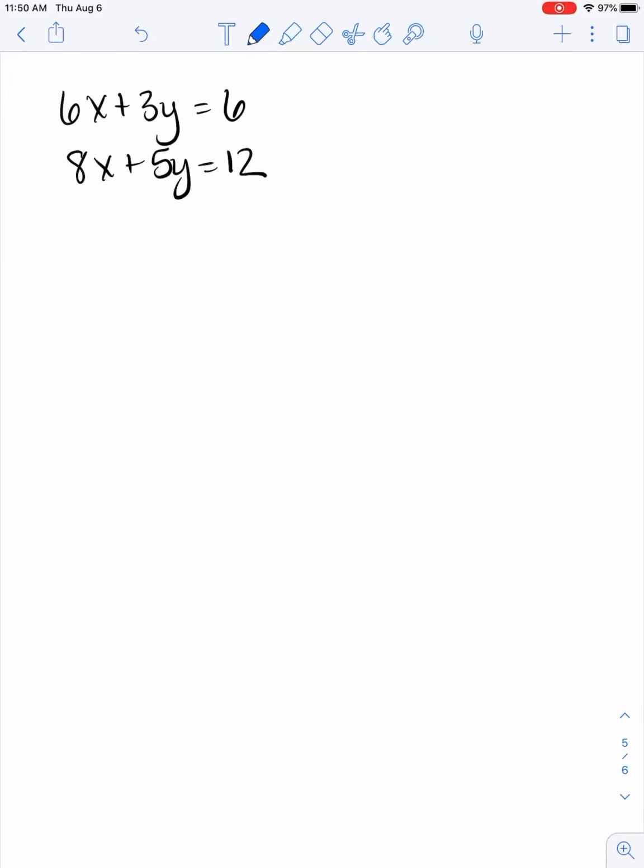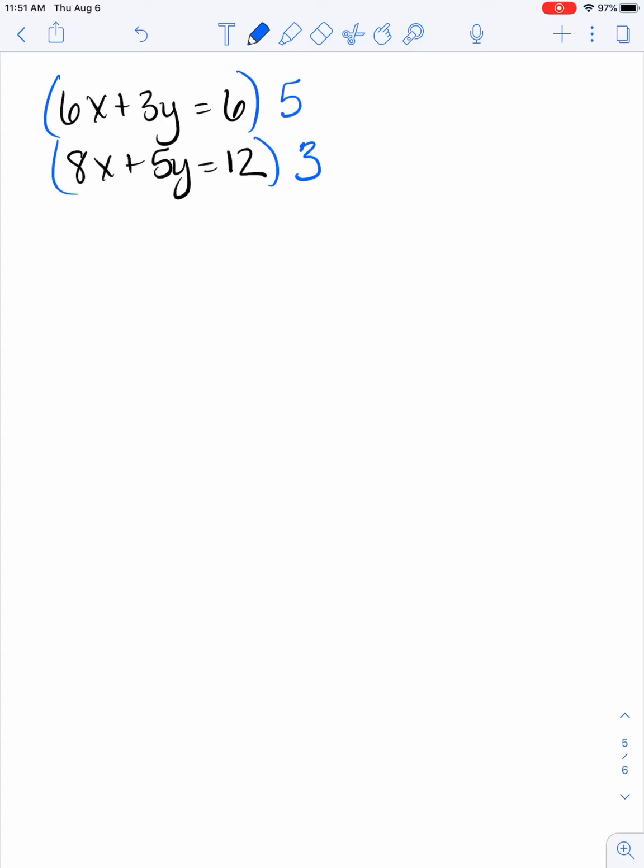Okay, last one. Let's look at this one. So I have a 6 and an 8. You could go all the way up to 48, but you can also go up to a 24. They both go into a 24. With the 3 and the 5, they're going to go to a 15. So I'm going to go with 15 just because the numbers are smaller and it hurts my brain less. So if I'm trying to turn them both into a 15, I'm going to multiply the top by a 5 and the bottom by a 3. That'll make them both a 15.